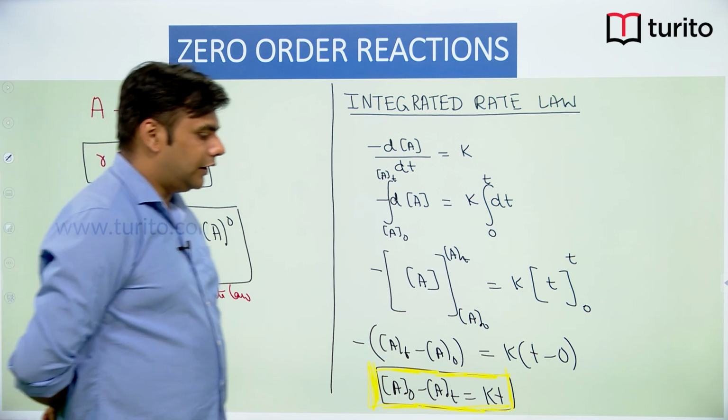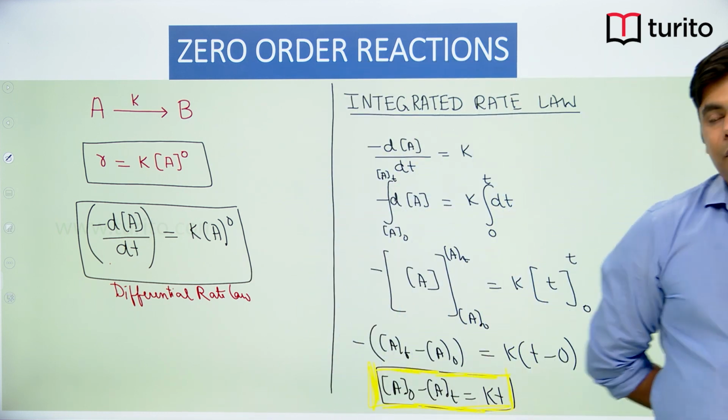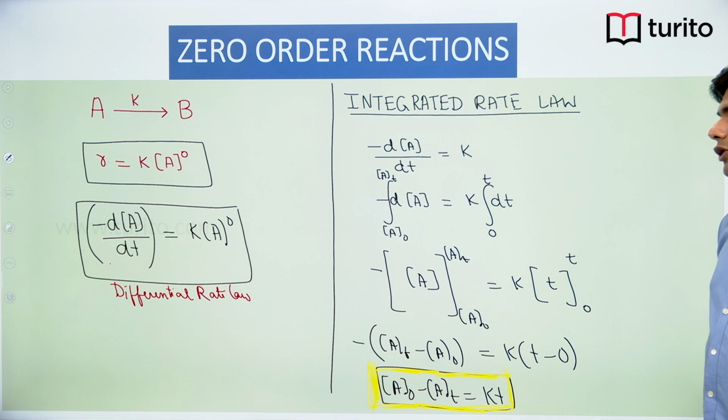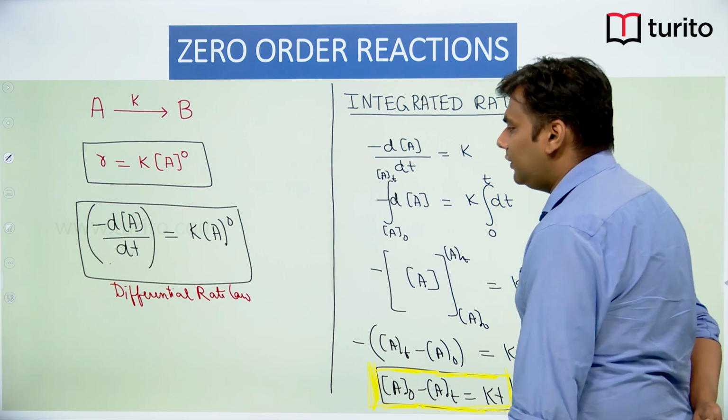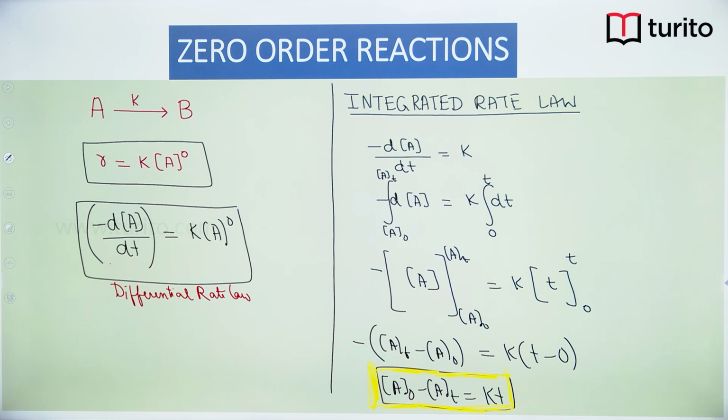Okay, 2-3 very quick points. Because rate is proportional to concentration of A raised to power 0, we say that rate is independent of concentration. We have seen that because its order is 0, it cannot be an elementary reaction. So it is always a complex reaction, and we have written the differential rate law, and then we have integrated it to find the integrated rate law.